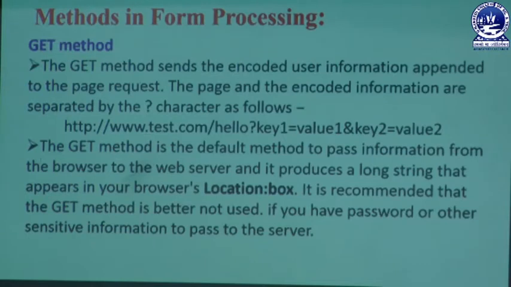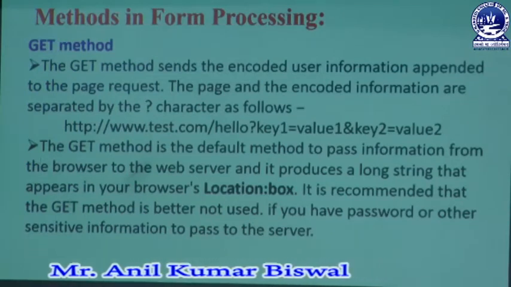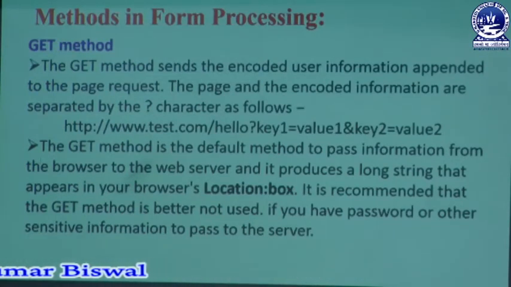Here we have a method named the GET method. We know that to access an HTML form, form processing always depends on two methods: the GET method, otherwise called the POST method. With the help of the GET method, we can easily send the encoded user information which is appended to the page request, where the page and the encoded information are separated by a question mark character, as follows. So how do we make this separation?